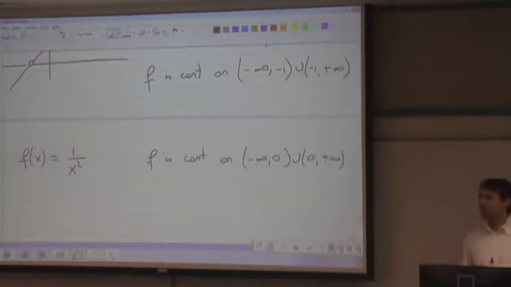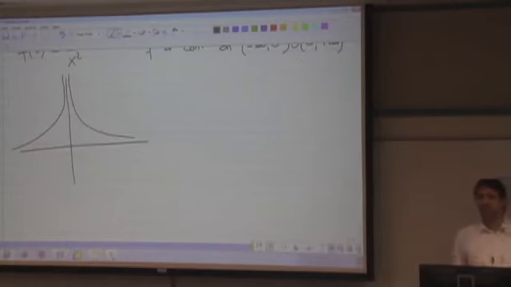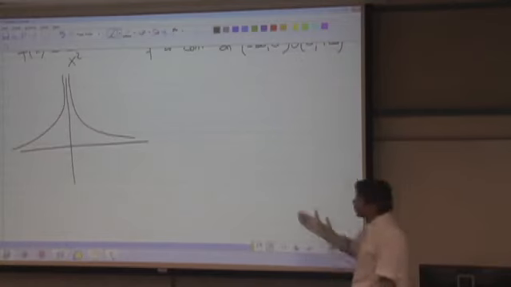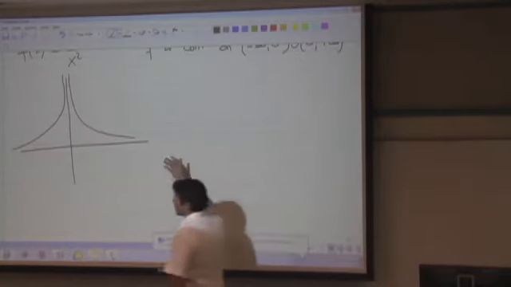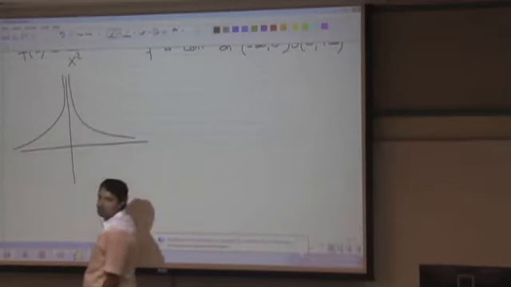Since the domain is everything except 0, then f is continuous everywhere except 0. Graphically speaking, what's the graph of 1 over x squared? It just looks like that, right? So visually you can see that it actually is smooth. I mean, it's actually uninterrupted anywhere except at 0, right?